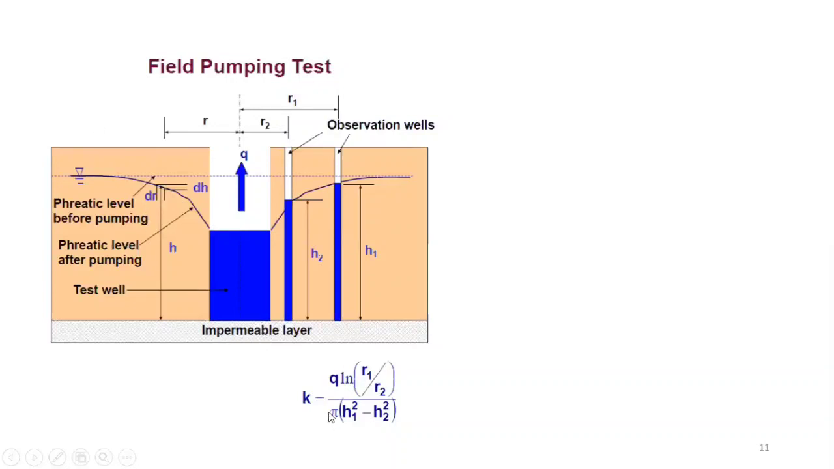So this will give you the permeability with this relationship, where Q is the steady state flow, the pumping rate, R1, R2 are the distances of the observation wells from the center, and H1, H2 are the respective heads at these two observation wells, or you can call them piezometers. Once you have these numbers, you can get the value of K, the permeability. And this is going to be quite a reliable number because it's for in situ conditions of the soil.